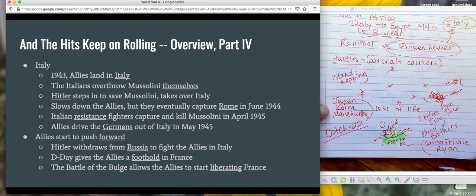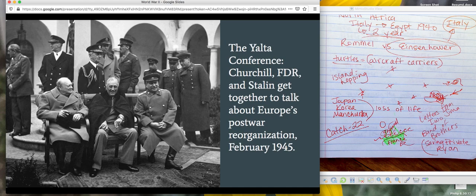And I remember watching this movie with my dad for the first time in college and being horrified by the violence that was taking place on the screen, and I knew that it was simulated violence, and I was still absolutely horrified. The Battle of the Bulge allows the Allies to start liberating France.